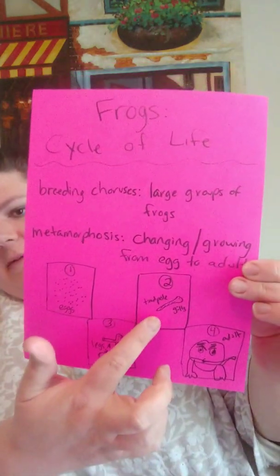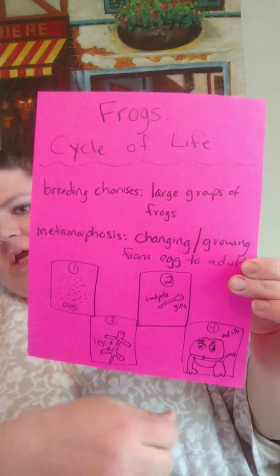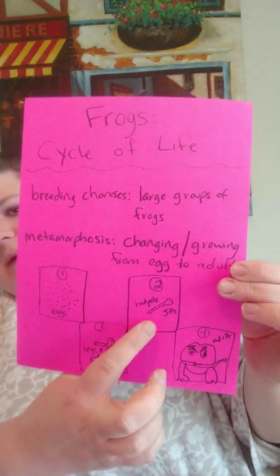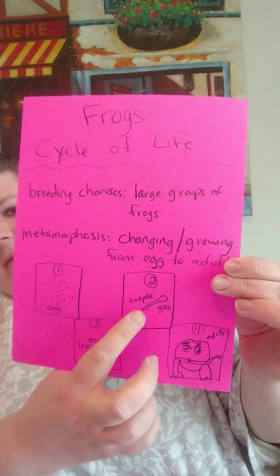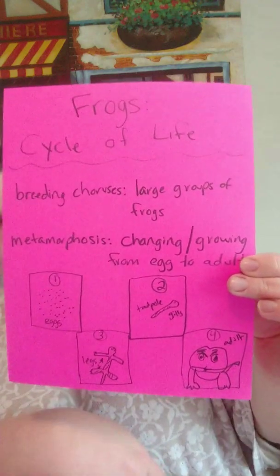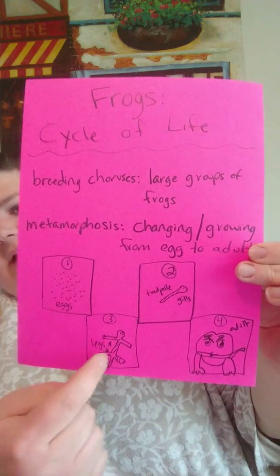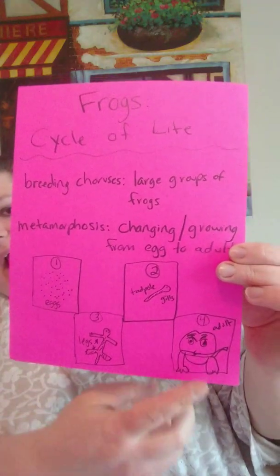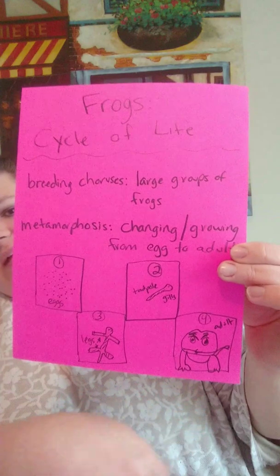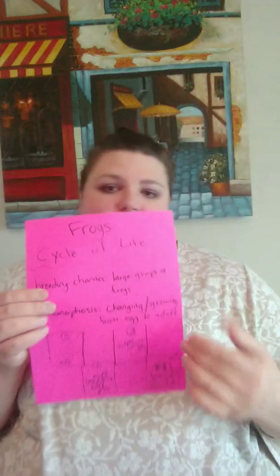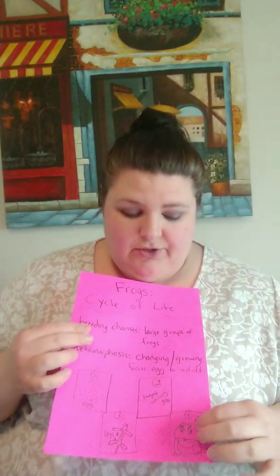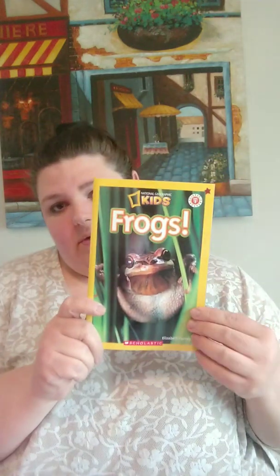Then we know in step 2, that's when the tadpoles come. So I drew a little tadpole to remind me, and put a few little words, tadpoles. I know that at that point, that's when they have gills. And then step 3, they start growing legs. So I drew out the legs. And then finally, you have a full-size adult frog. So these are my notes that I wanted to include so that I could remember exactly what I read and all the important facts.